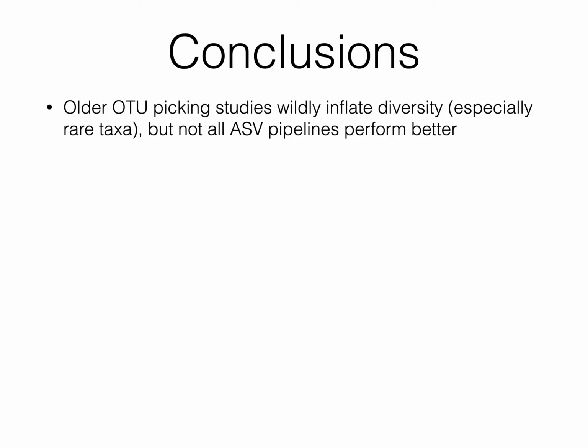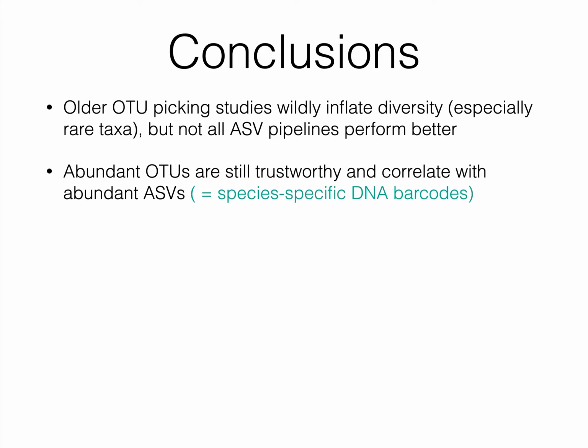So with that, I'll finish up, and I just wanted to highlight some of our findings. If you're using older OTU picking algorithms, I wouldn't worry too much. We know they inflate diversity, especially for rare taxa and this long tail. But ASV pipelines aren't necessarily better. They error correct more and they cut down that long tail. But your dominant, your abundant OTUs are still trustworthy. They still correlate with the abundant ASVs, which is the equivalent of your species-specific barcode.